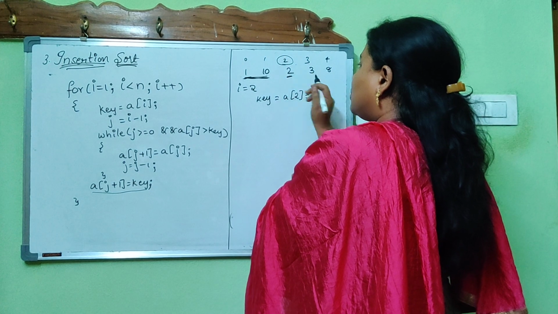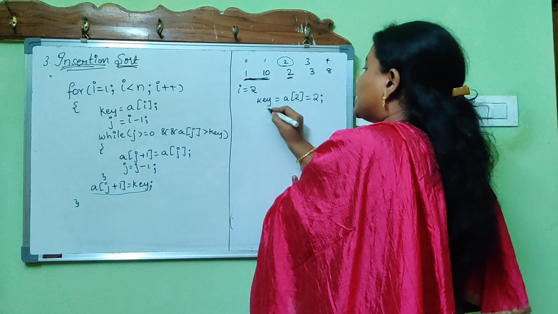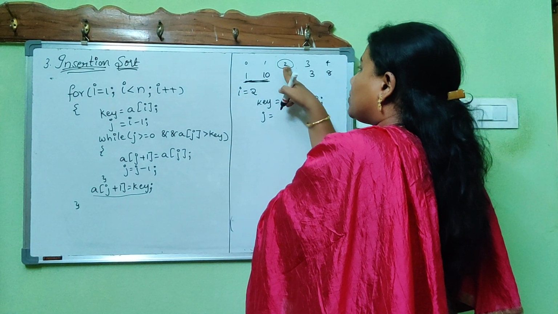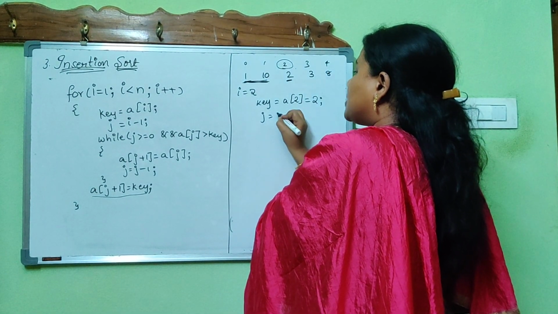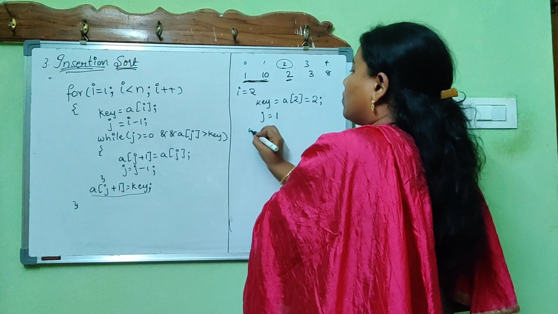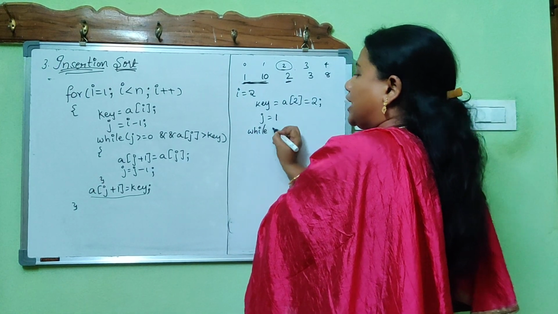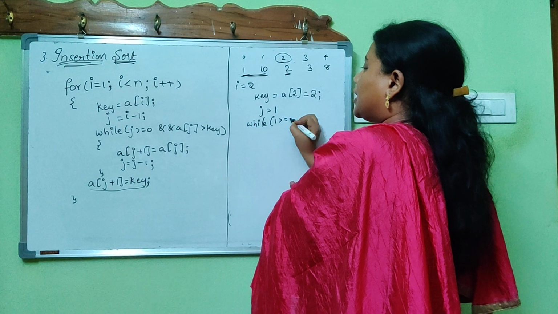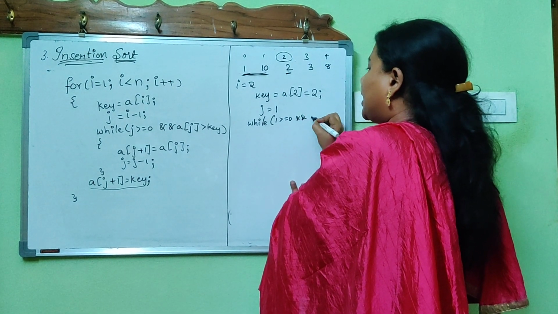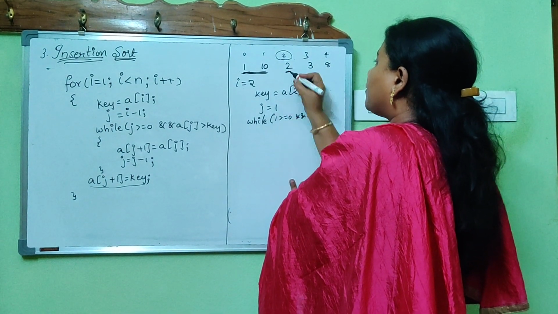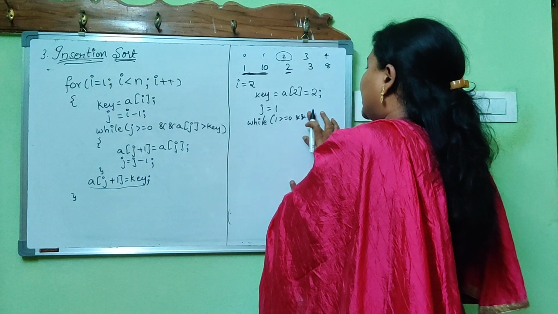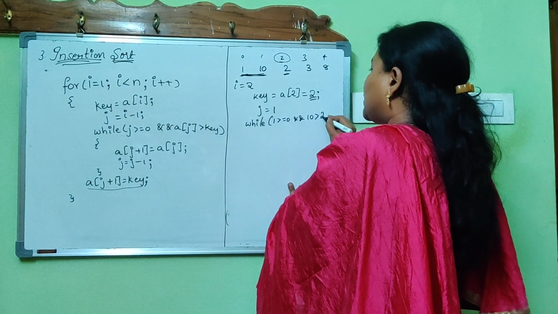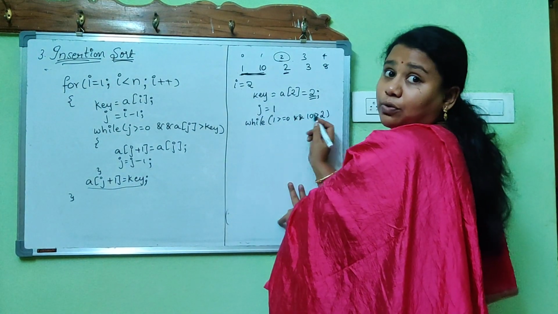What is a[2]? 2 itself. So next, j is equal to i minus 1. What does that mean? i is already 2, so i minus 1 means 1. Now I will go into the while loop. Now the j value is 1, greater than or equal to 0, and a[j], what is a[1]? 10, greater than key or not. What is the key value? 2. Yes, both are true.